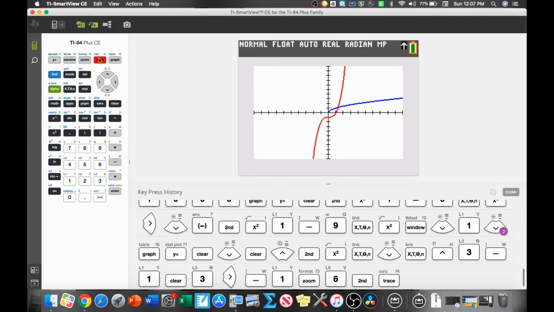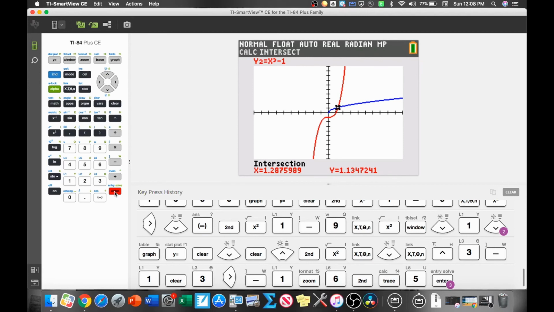So I go second level, calculate, and number 5 is intersect. Now notice that it has this little black flashing X cursor, and right now it's on the blue curve, which is the square root of X. Your calculator is calling that Y1, and it's saying, is this the first curve that you would like to look at? So you have to hit enter and tell it yes. And then it jumps the cursor down to the X cubed curve, the red curve. It says, is this the second curve that you'd like to look at? Yes, you hit enter. And now it says, okay, I know the two curves that I'm looking at. Do you want me to make a guess? So you hit yes again. And there it is. The calculator has told us exactly the point where these two curves cross each other.